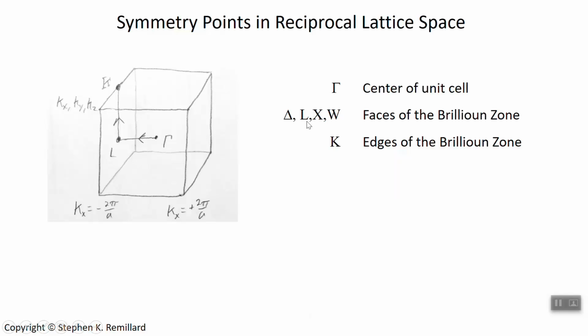Capital delta, L, X, and W are used for the various faces of the first Brillouin zone. Yes, there are 6 faces and there are 4 letters available. We just never seem to need more than 4. Capital K then refers to an edge of the Brillouin zone as shown here. So these are the points of high symmetry that are going to show up on the band structure diagrams that I'll be showing you shortly here.